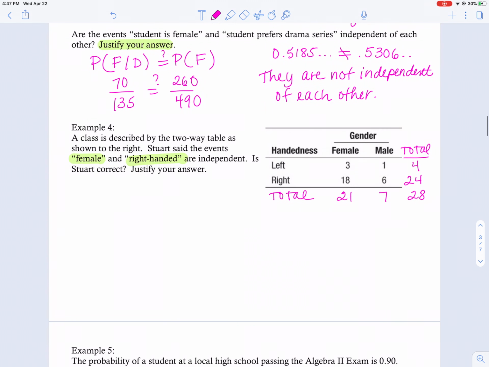Okay. So if I do the probability of female given they're right-handed, does that equal the probability of a female? Given right-handed, how many people are right-handed? 24. Of those, how many were female? 18, so 18 out of 24. Does that equal the probability of female? How many females were there altogether? 21 females out of 28.